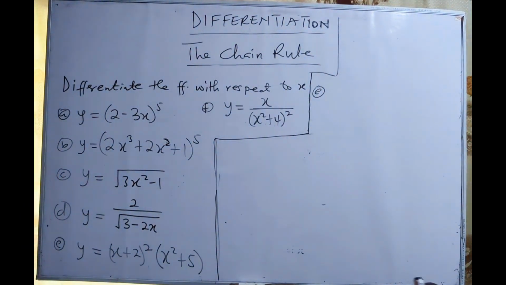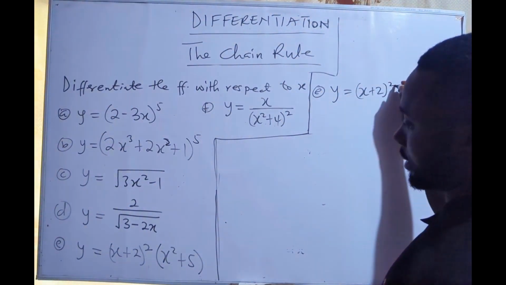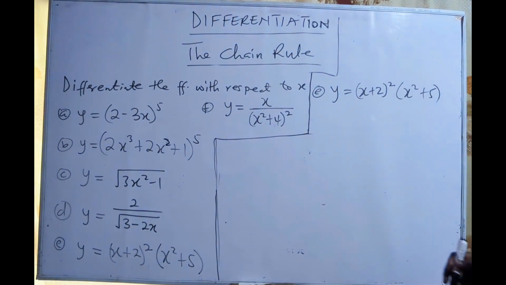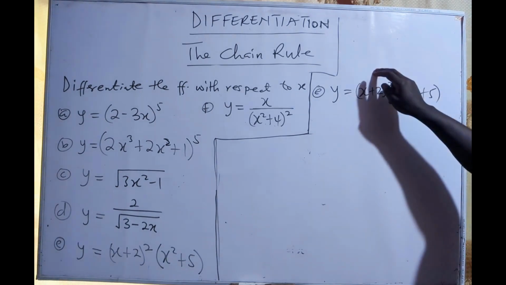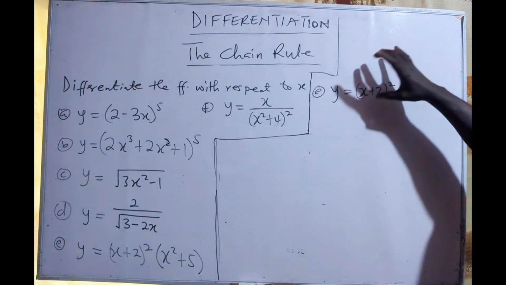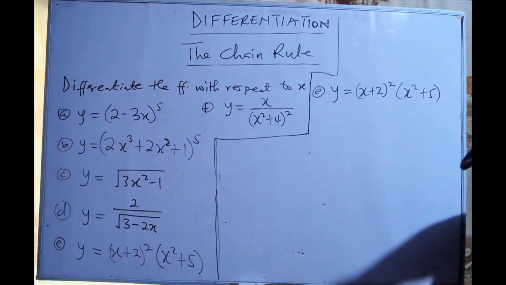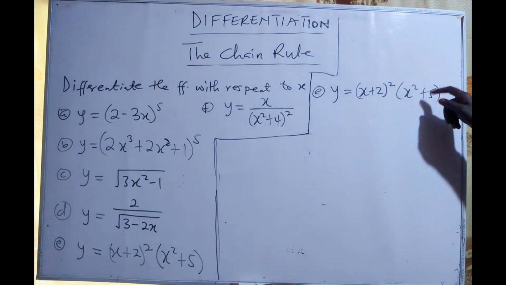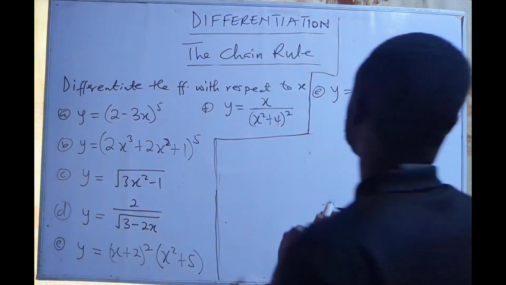So let's look at the E. Y is equal to (x plus 2) all squared times (x squared plus 5). Here we can apply the chain rule to x plus 2 all squared, but this is multiplying another function. So after we differentiate applying the chain rule, we have to apply the product rule, because one function is multiplied by another. The product rule is: differentiate this and multiply by this, plus differentiate this and multiply by this. That is what we are going to do right now.